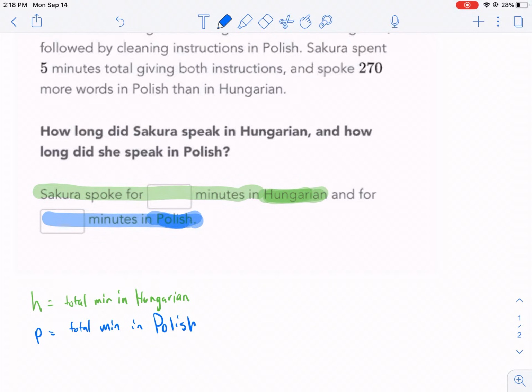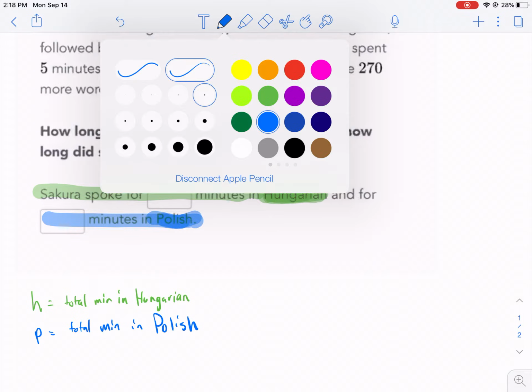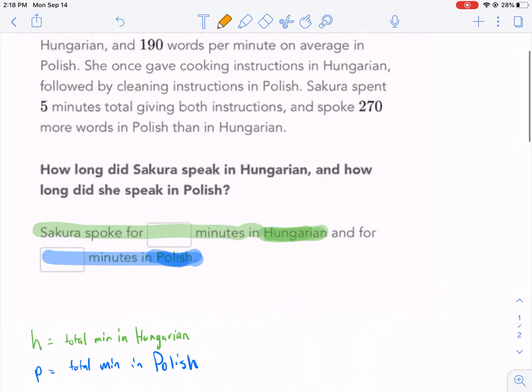If you do not establish your variables first, you're going to be confused. You're going to be mixing up stuff. Are you talking about words? Are you talking about words per minute? Are you talking about minutes? It'll be very confusing. So make sure you always establish your variables first.